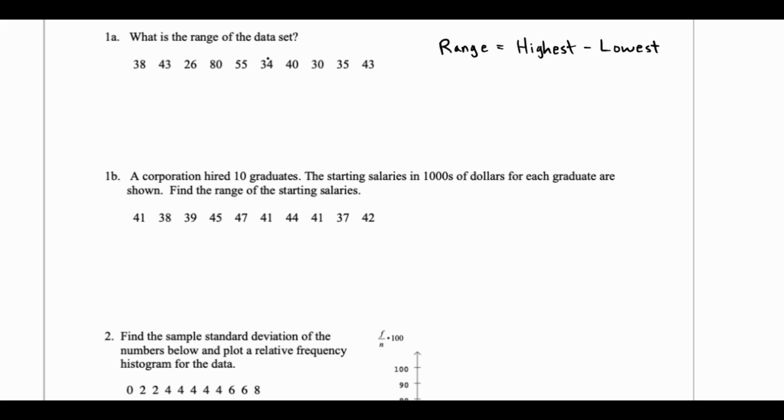So if I look at my data set, I see that 26 is the lowest, and it looks like 80 is the highest value. So we can get a sense of the spread of the data just by subtracting those two. We'll do 80 minus 26, which makes 54. Alright, so you can try it for 1B.